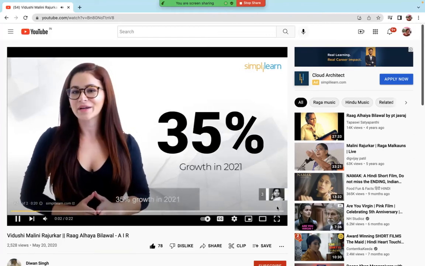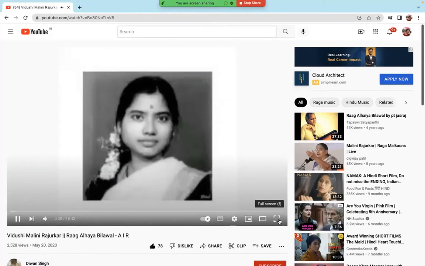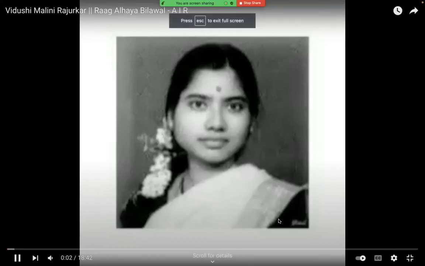35% growth in 2021. What if you mastered the three most in-demand? ये था राग विभास. इसके पश्चात मालिनी राजूरकर ने राग अलैया बिलावल में दो रचनाएं प्रस्तुत की. विलंबित ख्याल तिलवाड़ा ताल में इसकी आरंभ की पंक्ति है. दैया कहाँ गए लोग और द्रुत रचना तीन ताल में है. बोल है जारे जारे जारे कगवा.